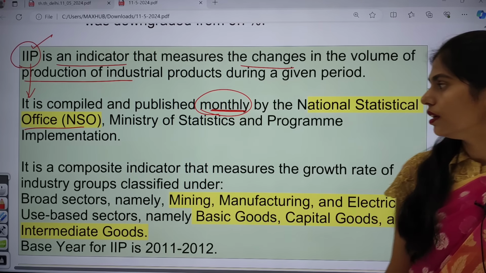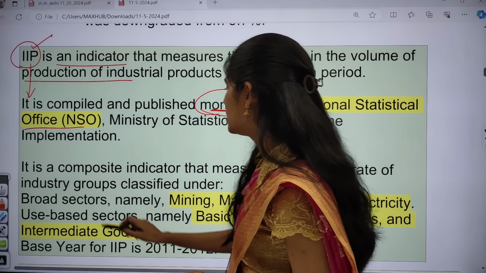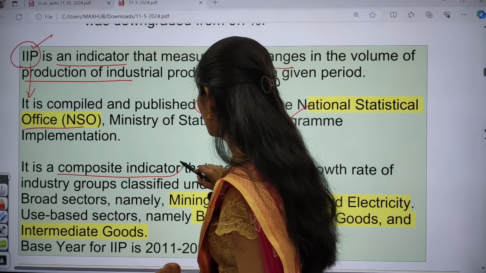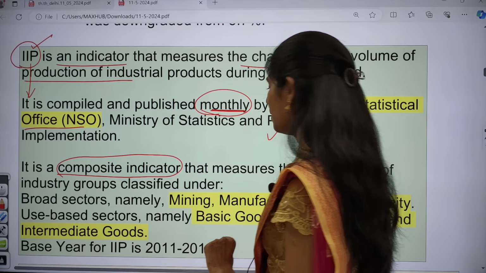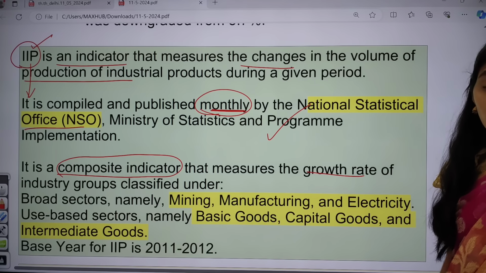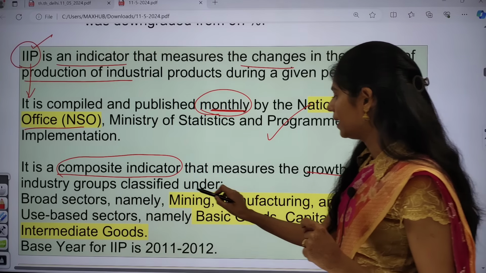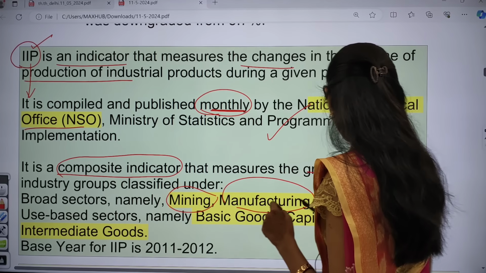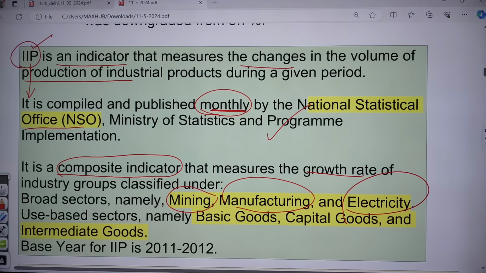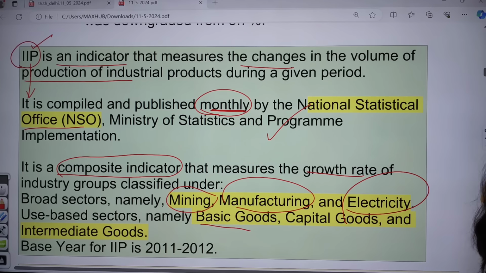So MOSPI releases this data, and it is a composite indicator. This IIP is a composite indicator because it measures the growth rate of industry groups which are classified under broad sectors. For example, we have mining, manufacturing, electricity, and even based on use, for example, basic goods, capital goods and intermediate goods.